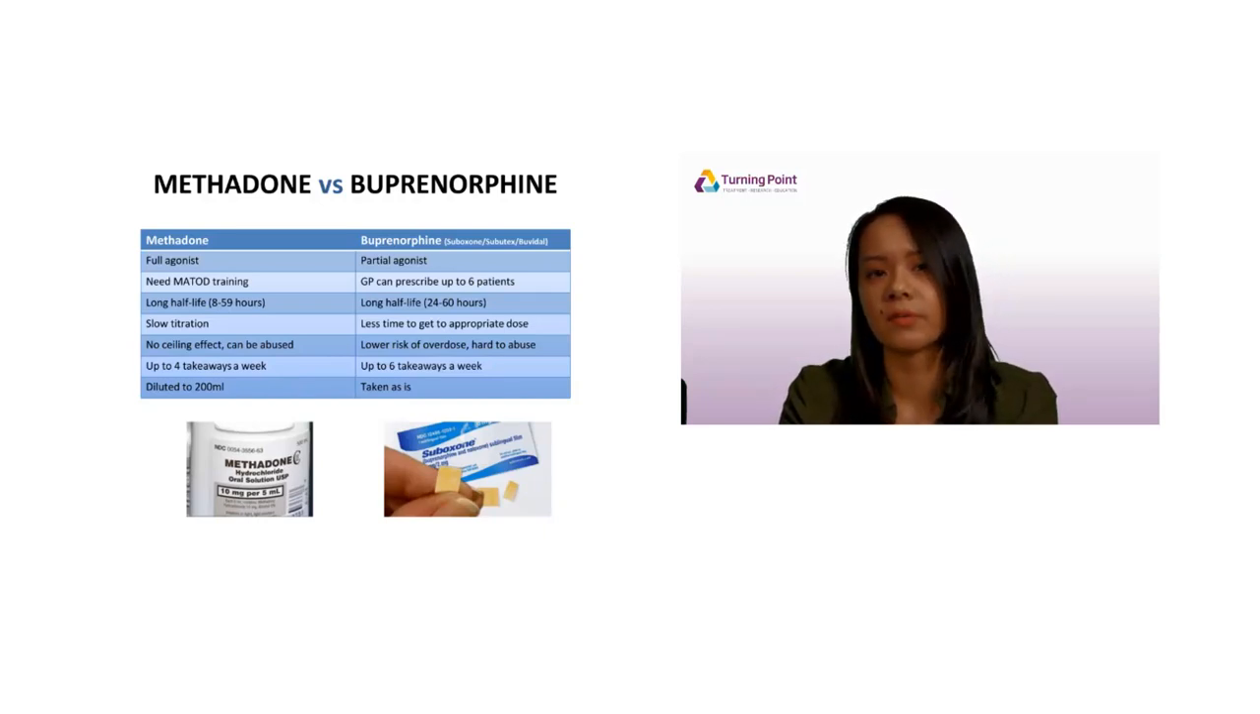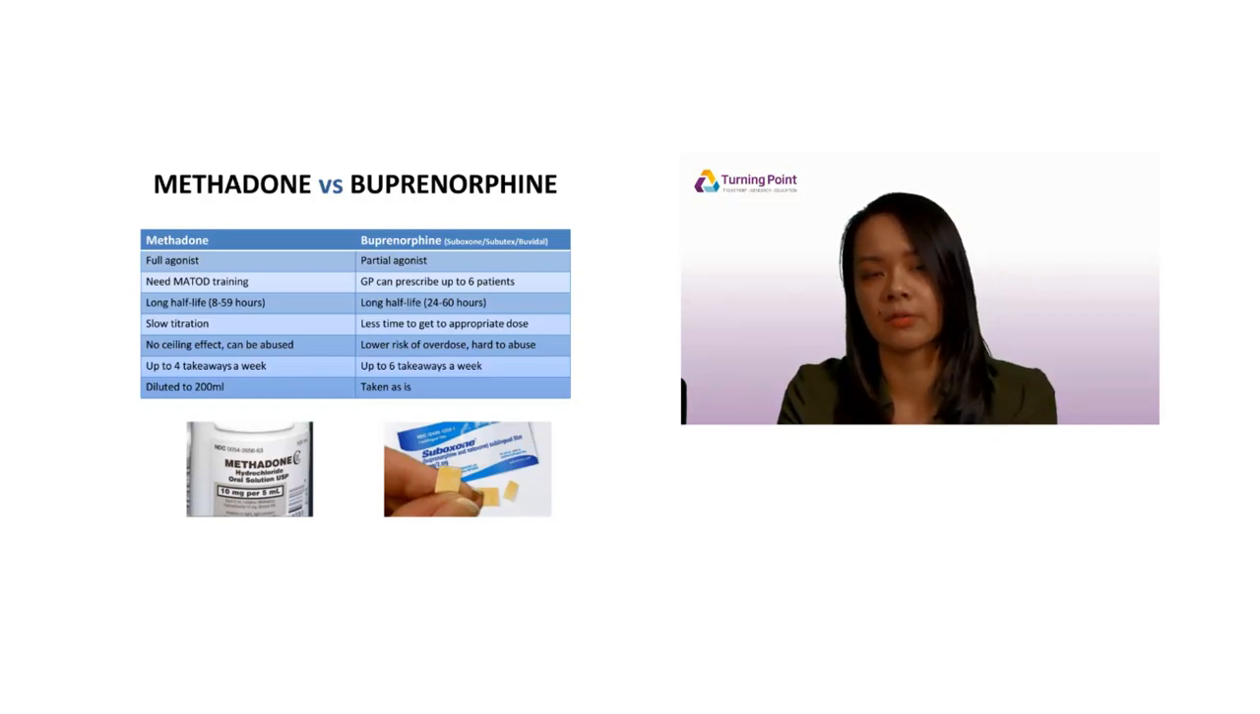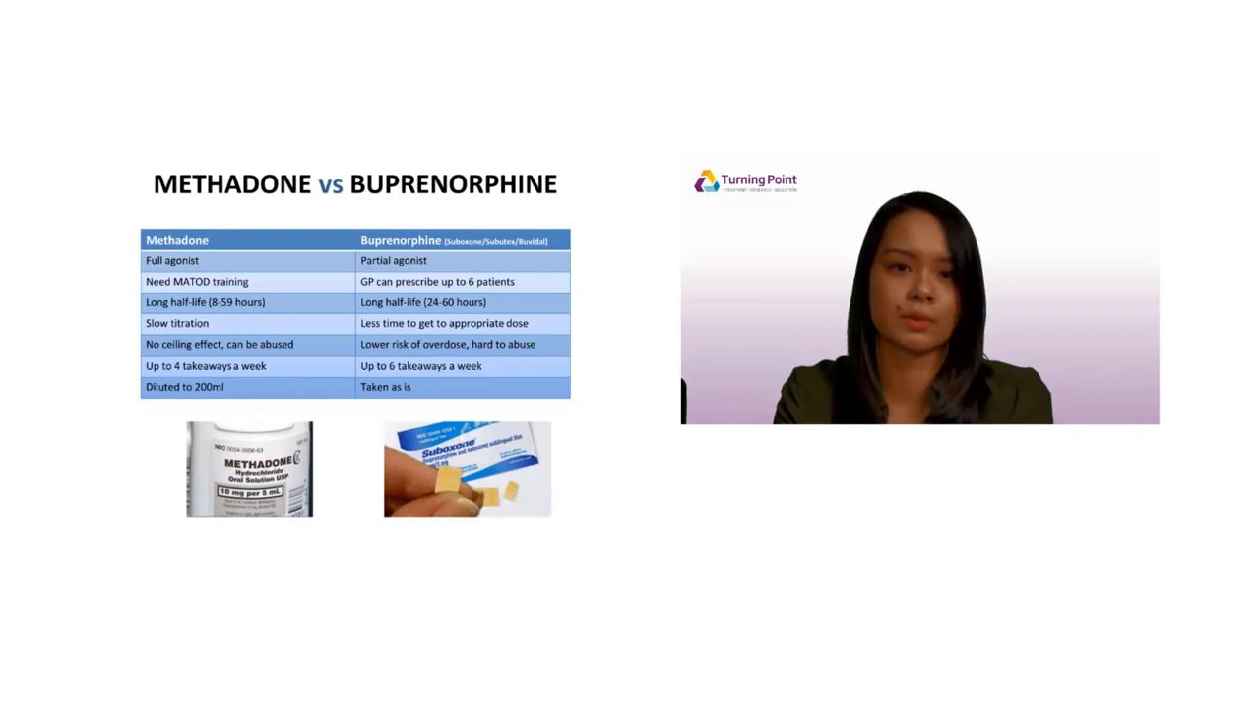Methadone's got a long half-life of 8 to 59 hours, which makes it suitable as a treatment for opioid use disorder because people can just dose once a day. There's slow titration to get to effective dose, so typically people would start at a 20 or 30 milligram dose and the top dose would be around 100 milligrams, and increment increases can be as slow as 5 milligrams every 4 days or so. It's got abuse potential, so we have to be careful with how many takeaways we give, and in Victoria the maximum is 4 takeaways a week generally speaking.